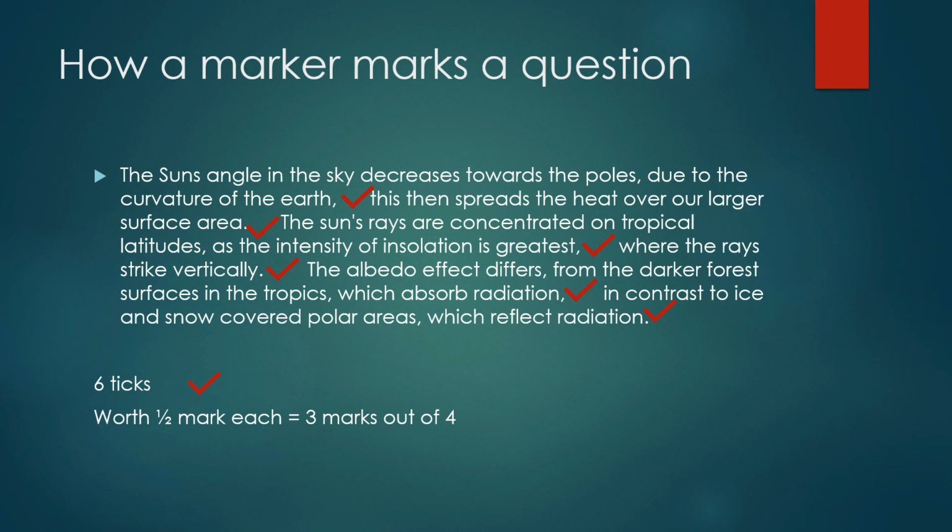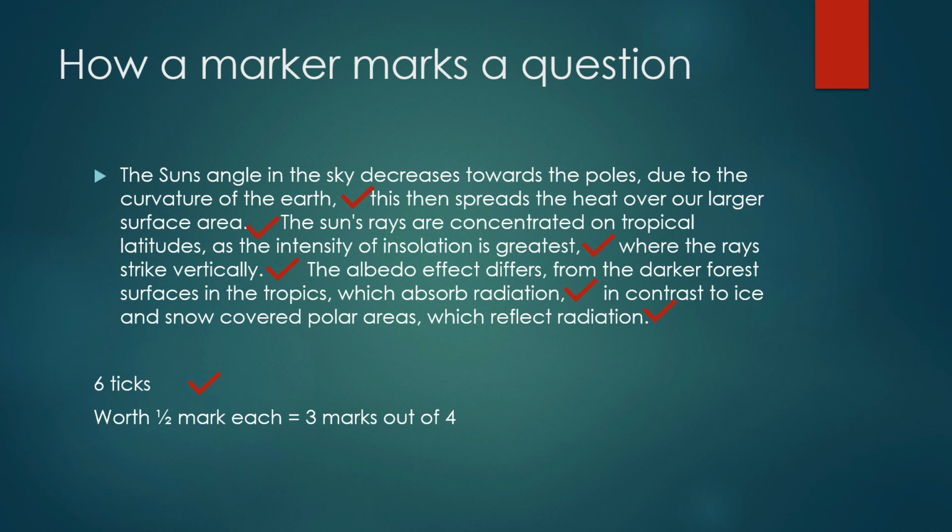The first part is explaining that there is greater insolation at the tropics, due to the intensity of the sunshine, but the second part of the answer, in order to get a full mark, is that the sun's rays have to pass through less atmosphere. The second part explains that the rays are striking vertically at the tropics.